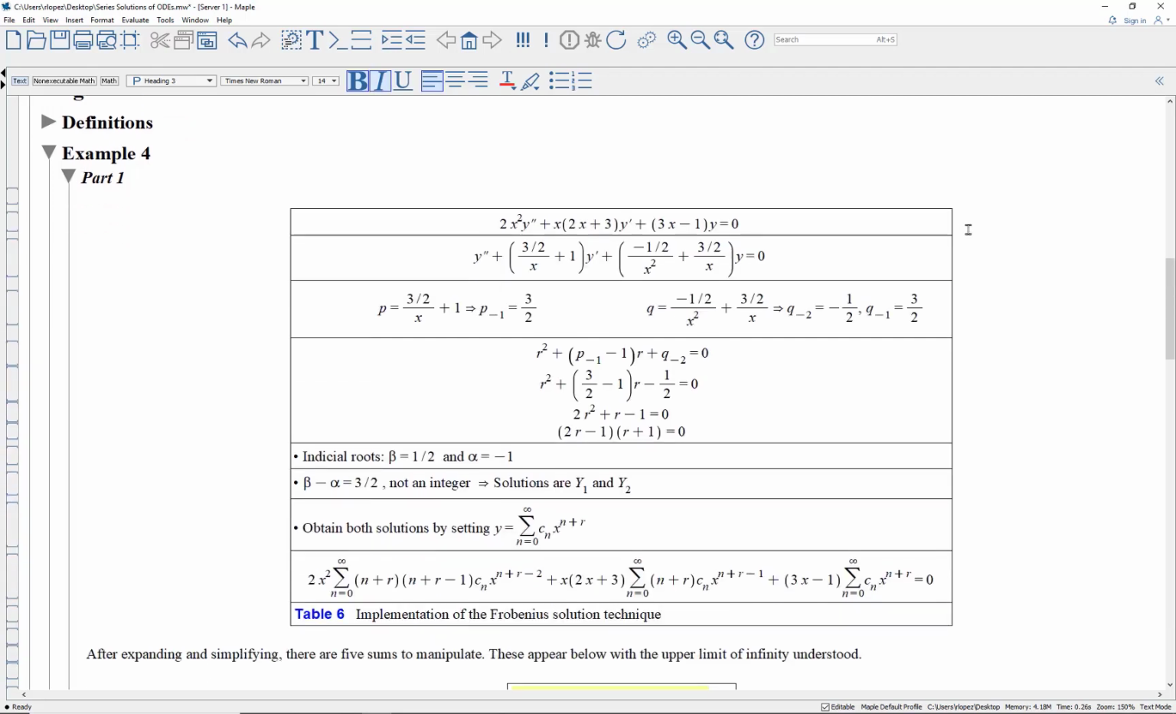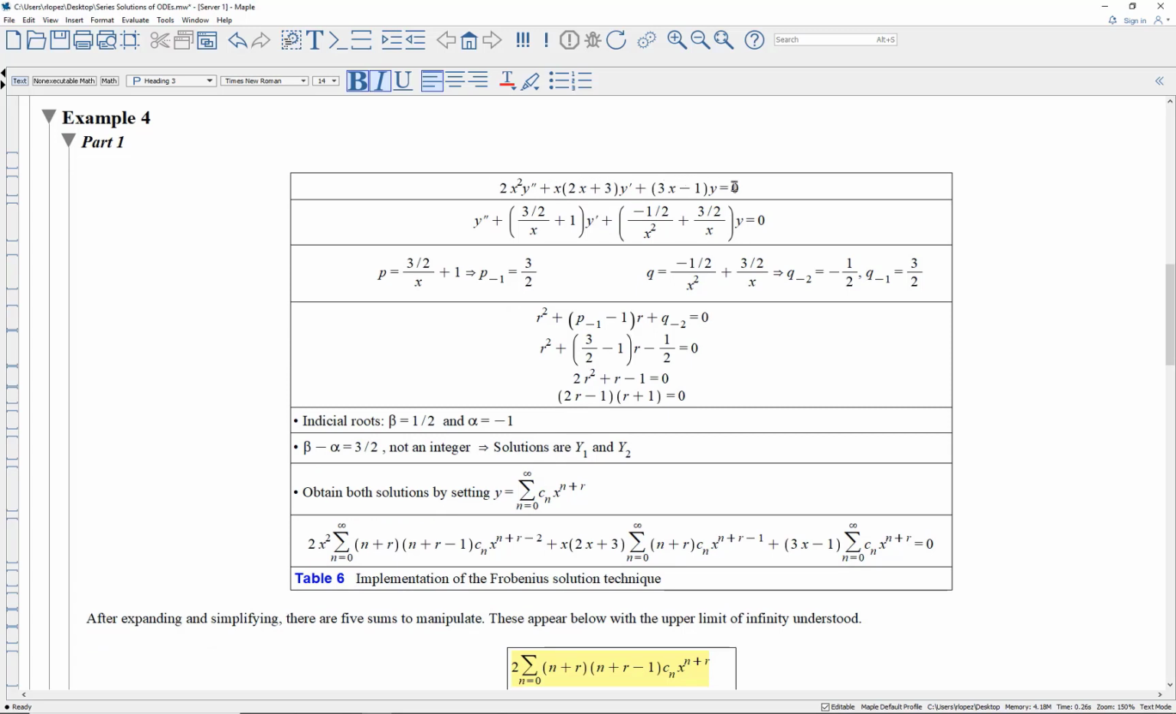So this example has as its leading coefficient an x squared. So things are not going to be analytic at 0. Let's divide through by that 2x squared, and we see this would be P, and this would be Q, and just the Laurent part is there. So P sub minus 1 is this 3/2, and Q minus 2 is this negative 1/2, the piece over the x squared term.